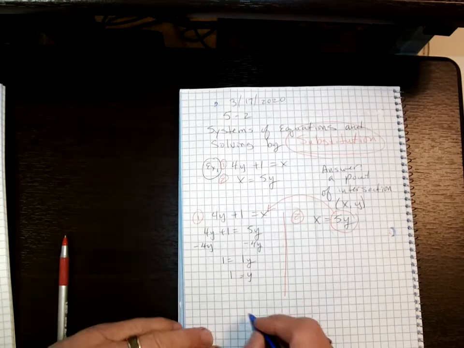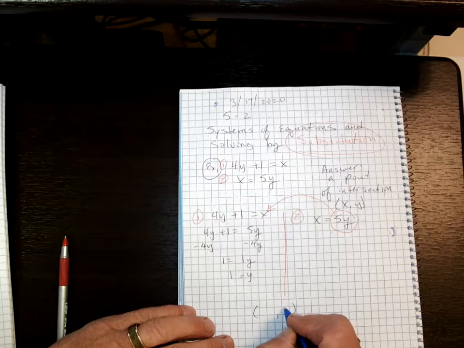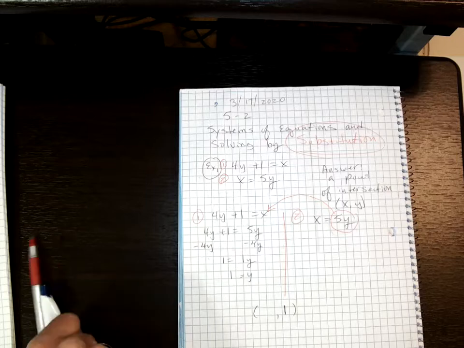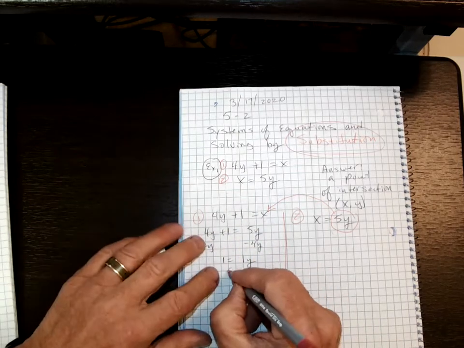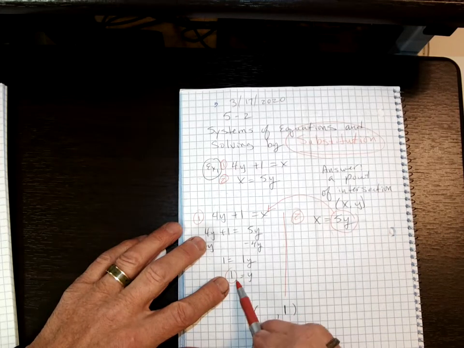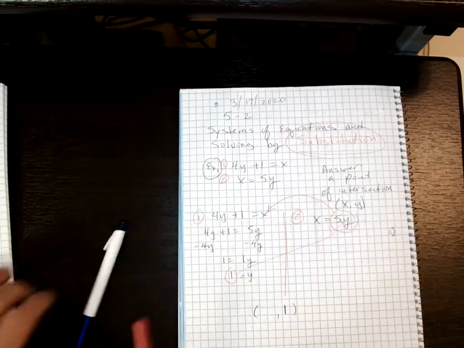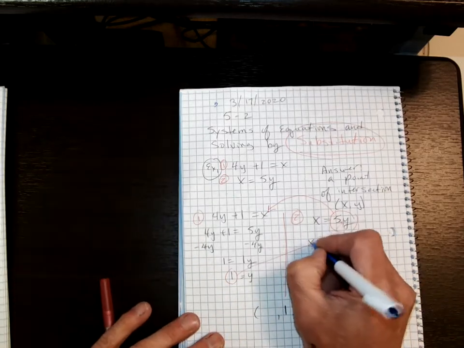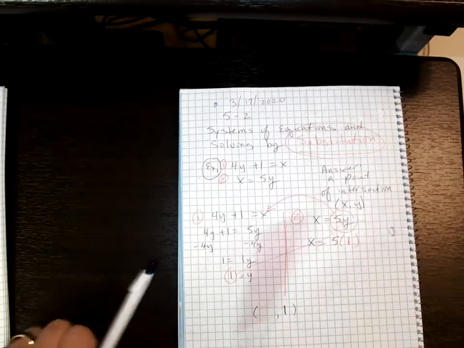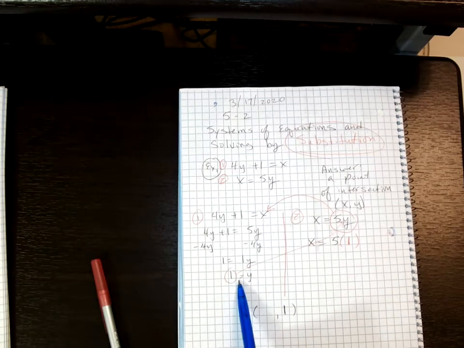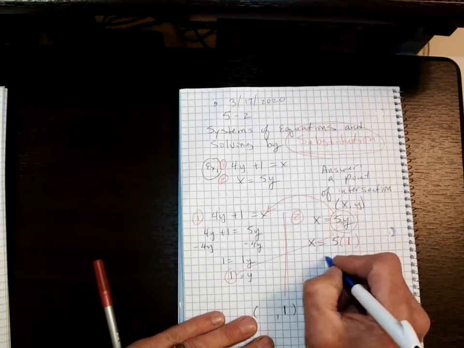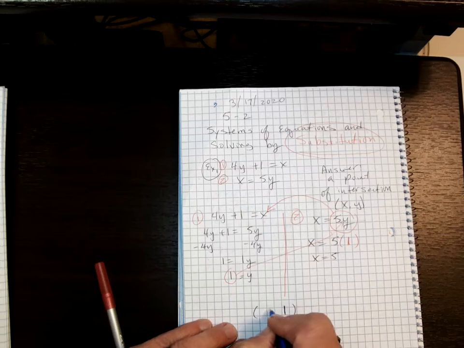So then my answer is going to be something, 1. Now to get the corresponding x value, if I know y equals 1, let's substitute that. Do another substitution. Over here, I've got a y. So I'm going to take my y, which is equal to 1, and substitute that in for y right there. I'm going to rewrite equation 2 as x equals 5, and instead of writing y, I'll write 1. 5 times 1 is 5, and x is 5. So I'll put that down as my answer.